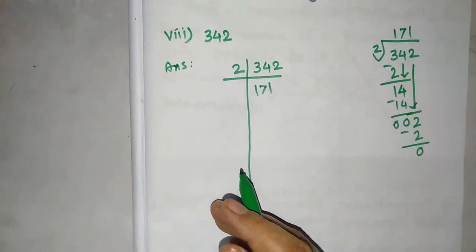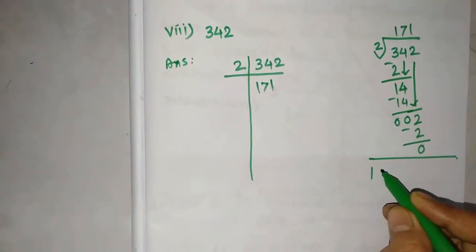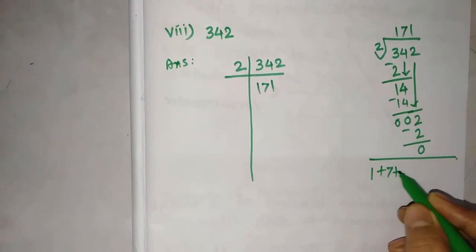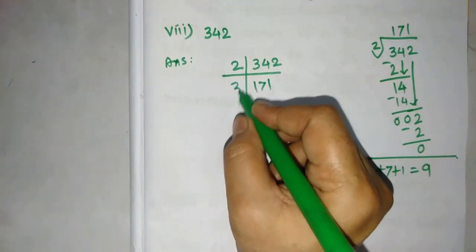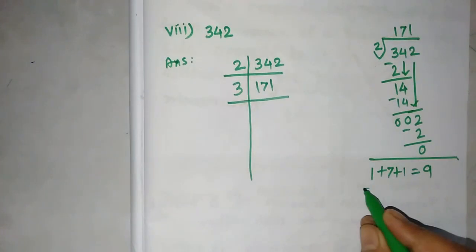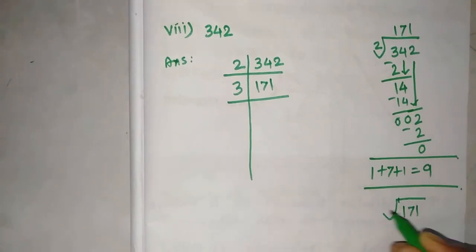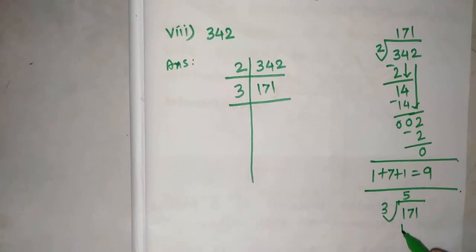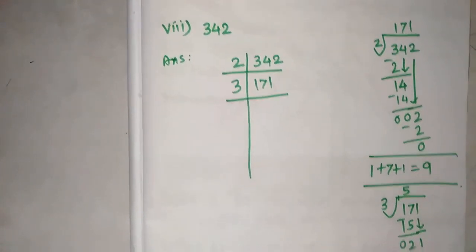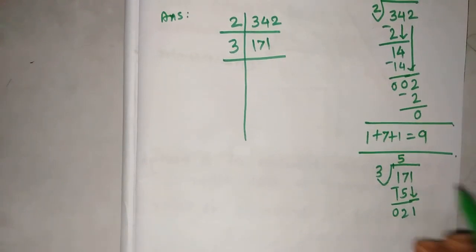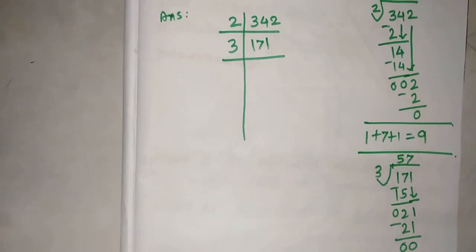It is an odd number, so check whether it is divisible by 3 or not. So take the addition of digits of 171. It is 9, and 9 is in the table of 3, so it is divisible by 3. Now after dividing by 3, see what we get. 3 5s are 15, subtraction is 2, 1 falls down.